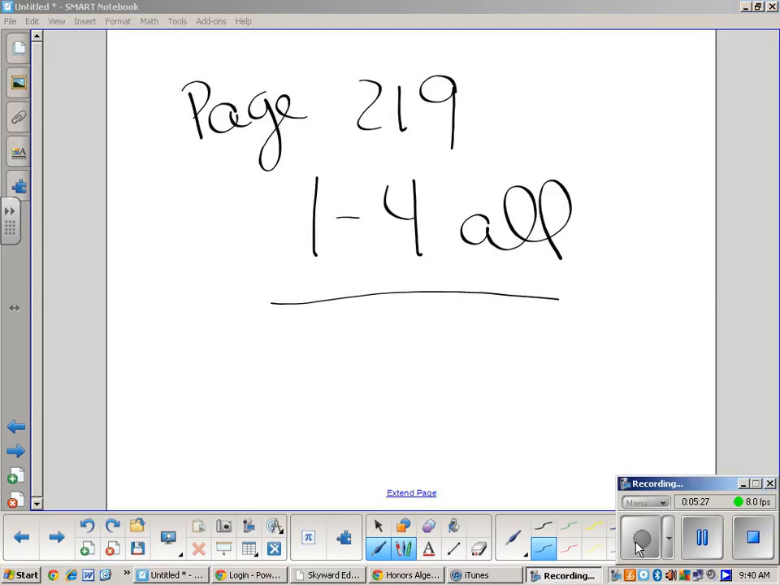Okay, your assignment due Monday is 1 to 4, all on page 219. Now, I do not need you to develop a full proof. I don't need you to develop a full proof, but I want you to explain which triangles are congruent and why in your own words.